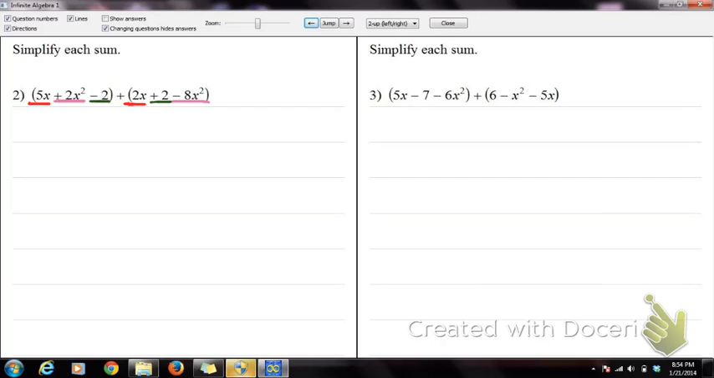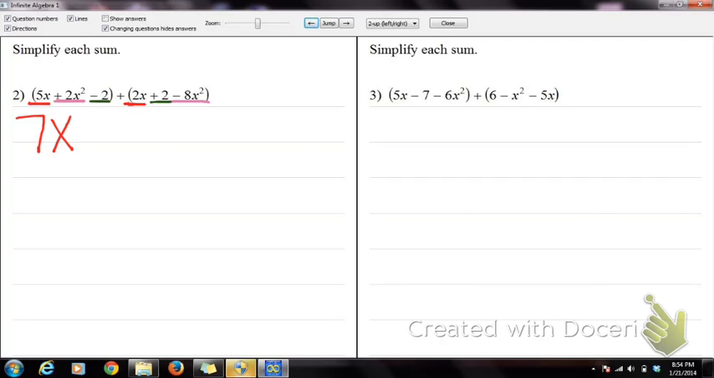When we go to add up like terms, we need to look at the 5x and the 2x, and when we add those, we get 7x. When we add like terms, we add the numbers in front of the like terms, but keep the variable and the power the same. It's like a label.